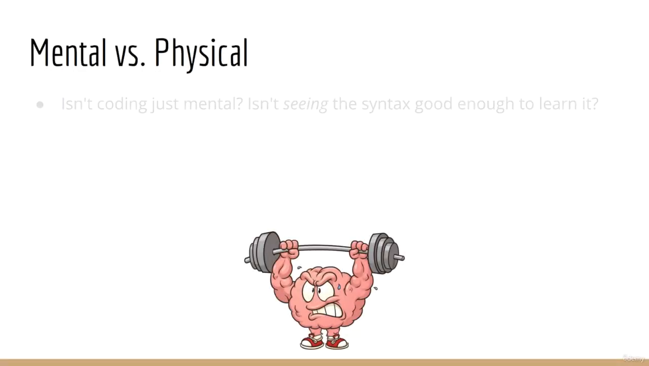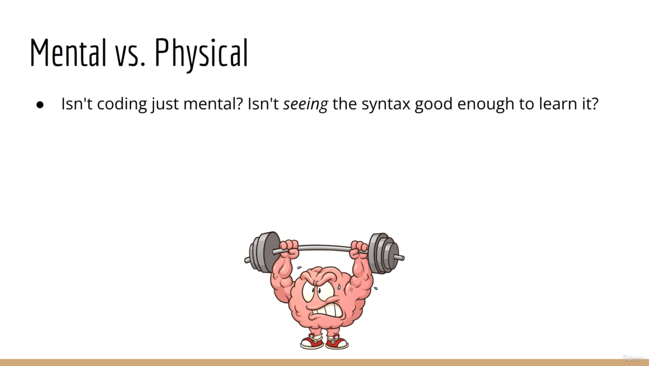Now, you might be wondering, isn't coding a mental thing? Why do I actually physically have to code? Isn't it enough to just see some syntax with my eyes? And well, the answer is no. This has to do with a concept called muscle memory. By typing, you are building muscle memory, which will help you produce similar code in the future.